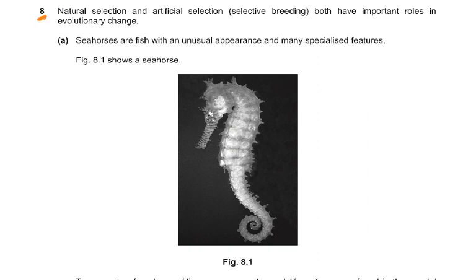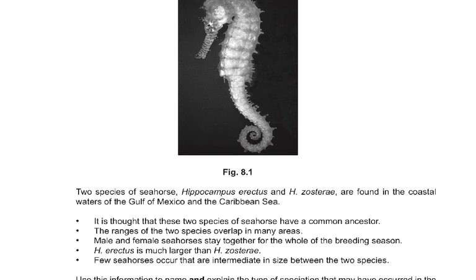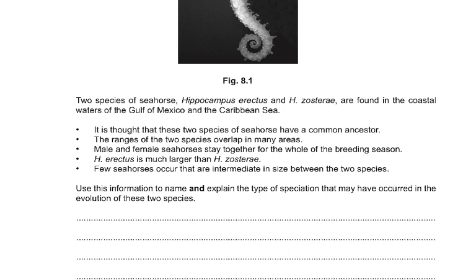Now, coming to the eighth question: natural selection and artificial selection, selective breeding, both have important roles in evolutionary change. Seahorses are fish with an unusual appearance and many specialized features. I've always been very, very enamored by seahorses. I think they're so beautiful. Seahorses are fish with an unusual appearance and many specialized features. Two species of the seahorse, Hippocampus erectus and H. zosterae, are found in the coastal waters of the Gulf of Mexico and the Caribbean Sea.